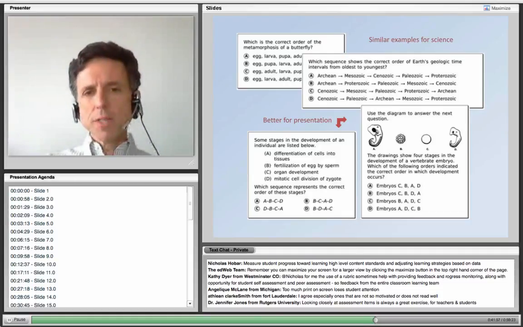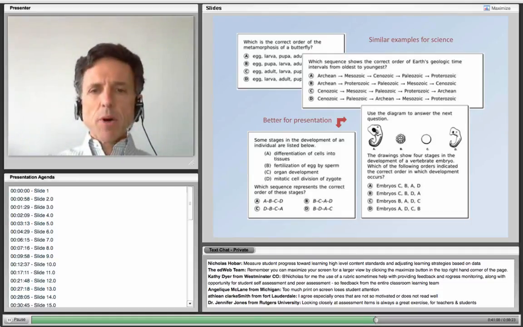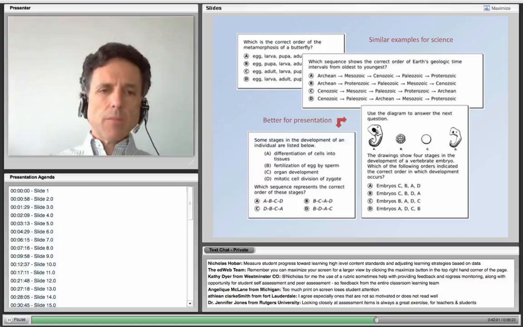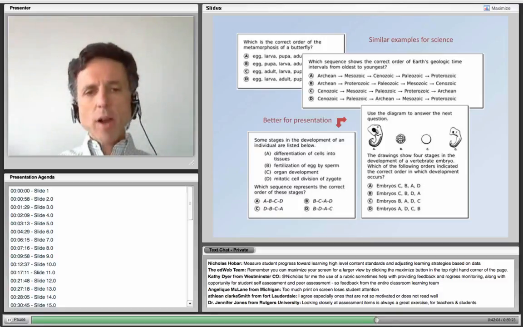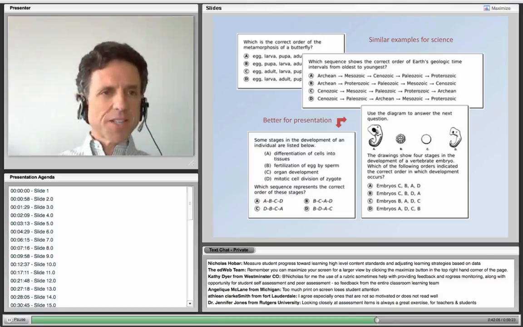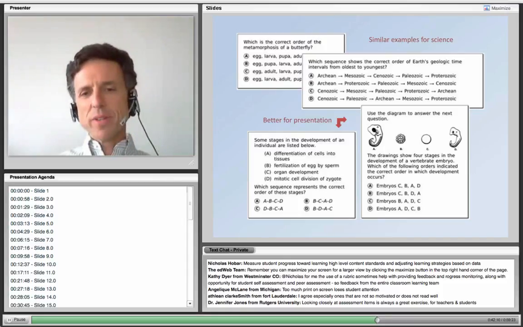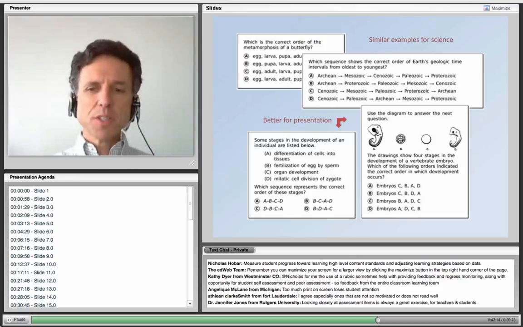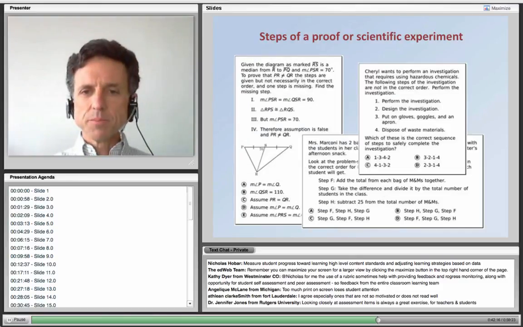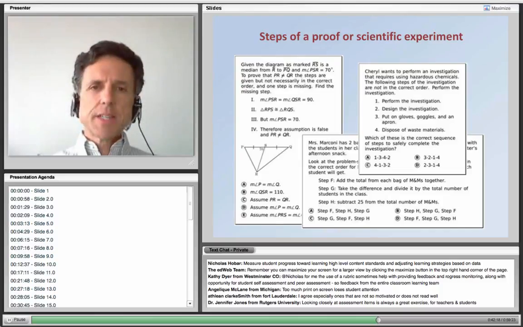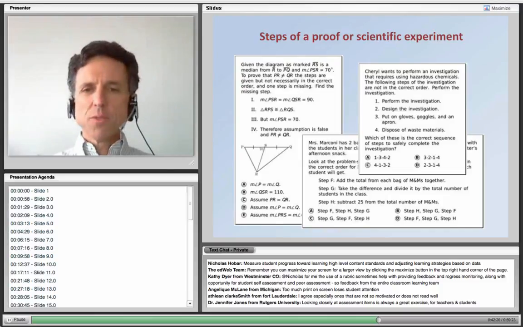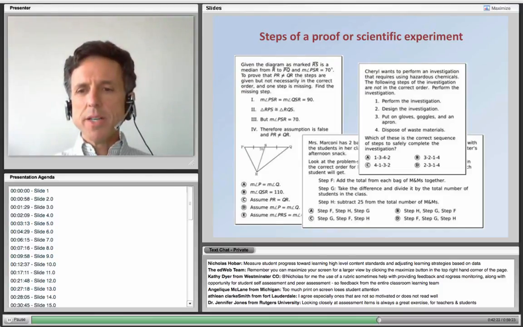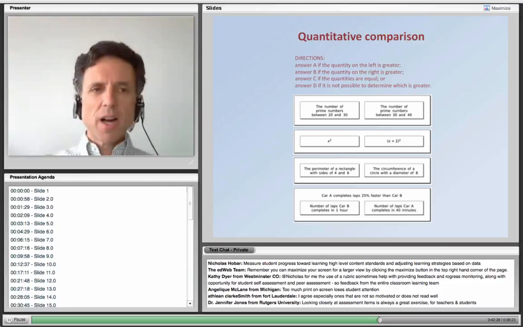A few more examples from science. The ones on the bottom also could be free response. They're not numeric, but students could enter a text string like DBCA as the answer without the hyphens or without the commas. And most scoring software can handle that, and you've just gotten away from a multiple choice question. Steps of a math proof or scientific experiment follow the same kind of idea. I'm going to go quickly through that in the interest of time.